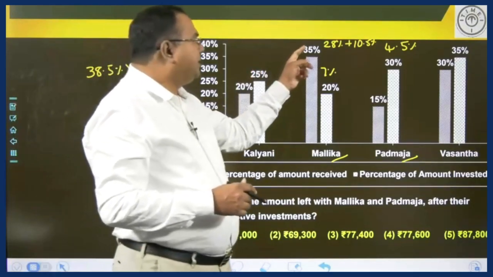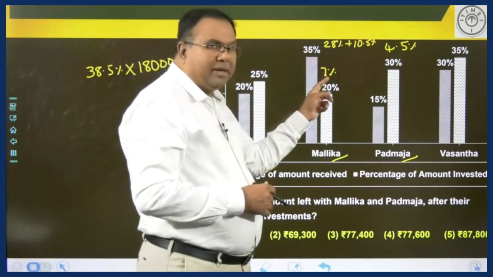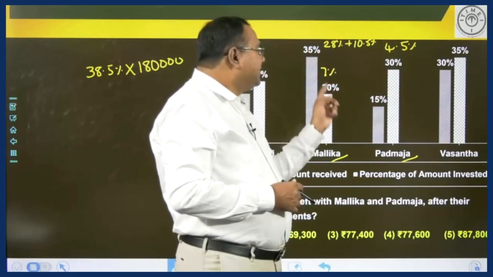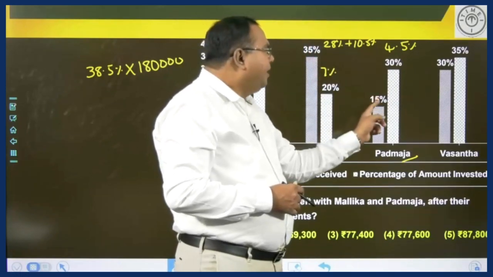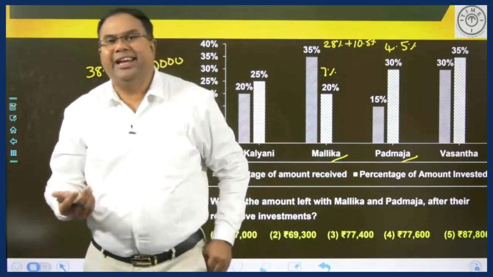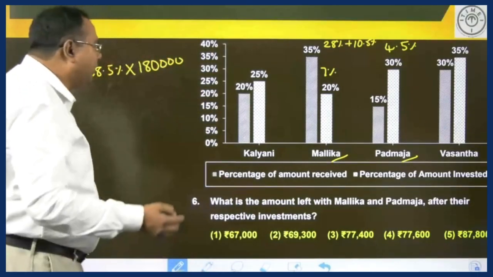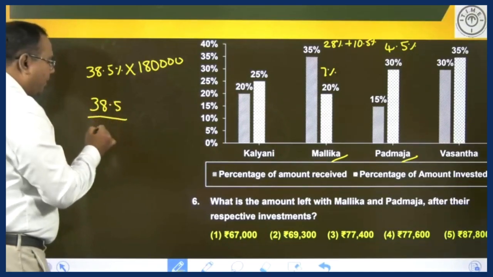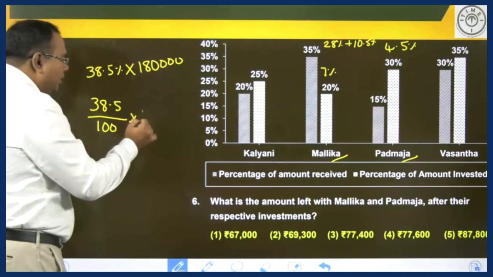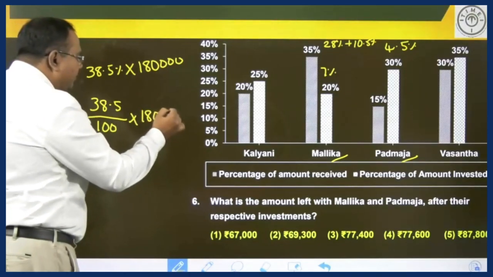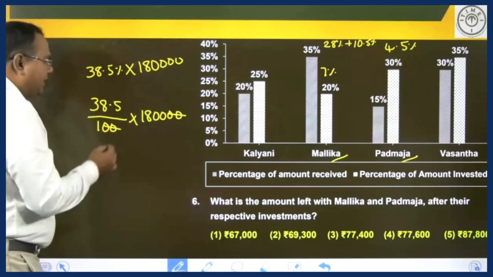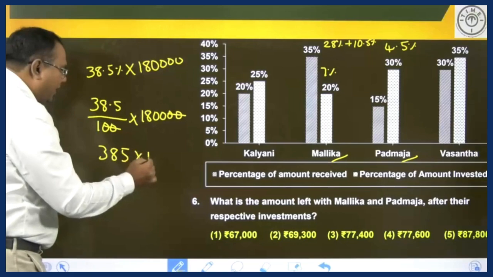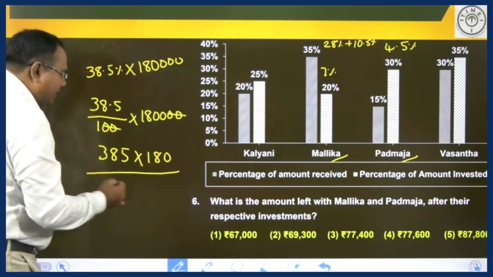So, otherwise I can do like this. Out of 35, 20% of this means 7% invested. Out of 15%, 30% means 4.5 invested. So, how much is left over? 35 minus 7, 28. 15 minus 4.5, 10.5. 38.5%, right? You can calculate now. 38.5 upon 100 into 1,80,000. Clearly, 2 zeros will get cancelled. I can say it is 385 into 180. If you know 18 table, it is easy.